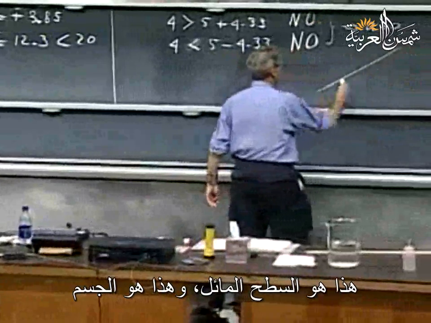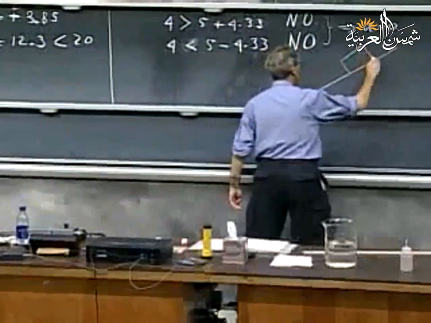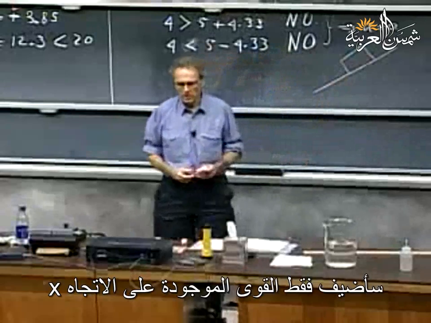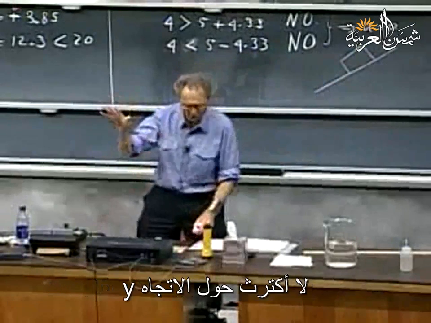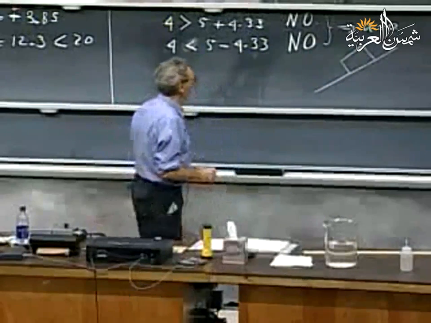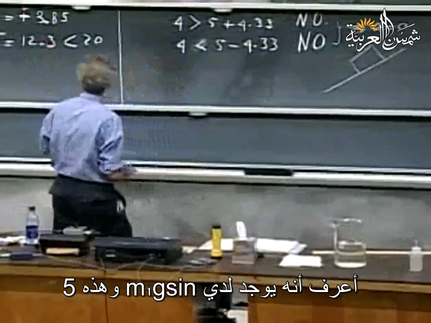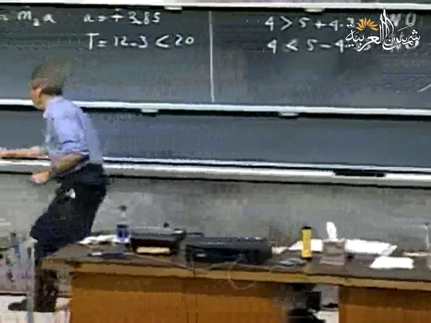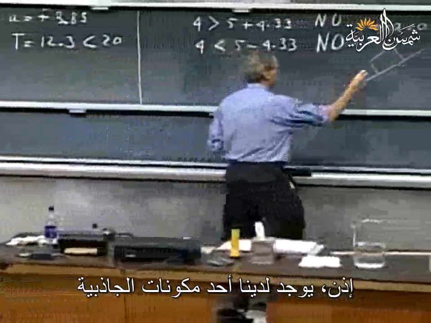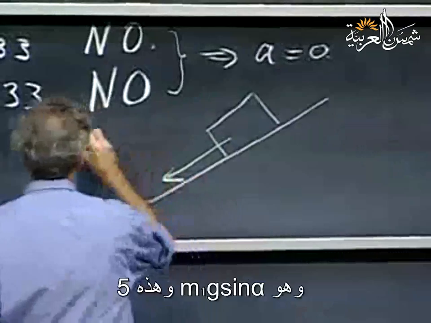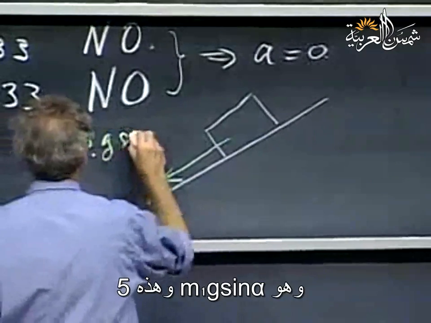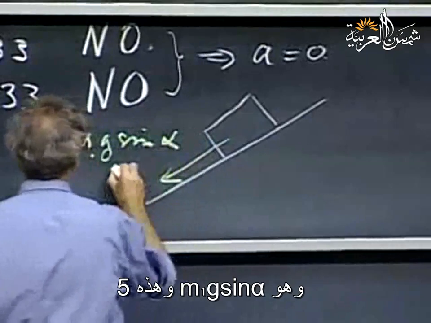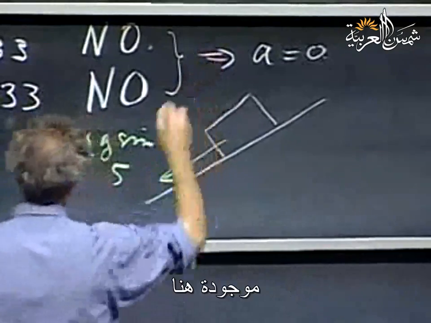This is that slope. Here is that object. I will only put in the forces along the x direction. I don't bother about the y direction. I know that there is m1 g sine alpha, the component of gravity, and we know that that is 5. We have it there.